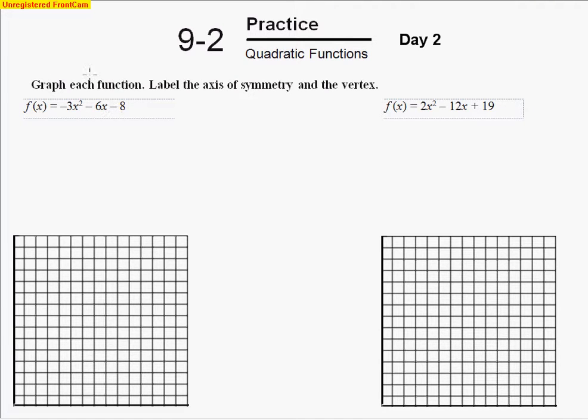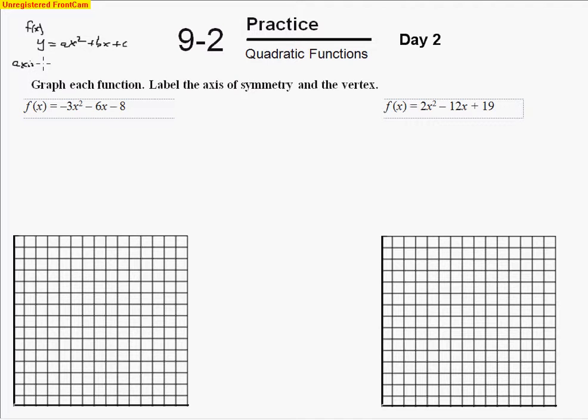What we learned yesterday is that the general form for a quadratic is y equals ax squared plus bx plus c. And y is the same thing as the function of x, if we want to use that notation. What we're going to do first is find the axis of symmetry.